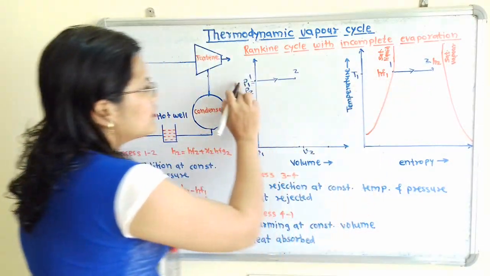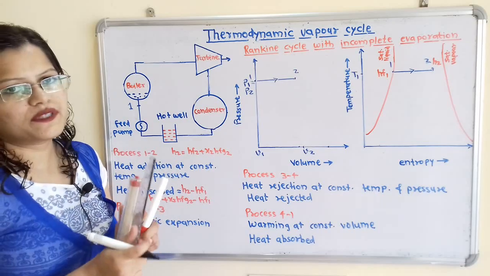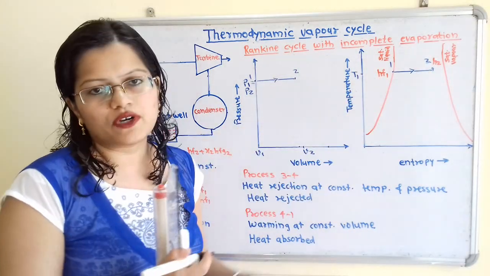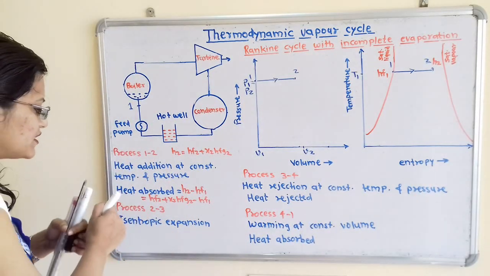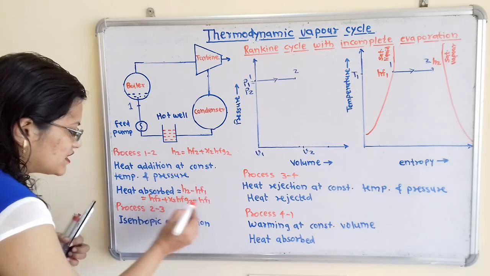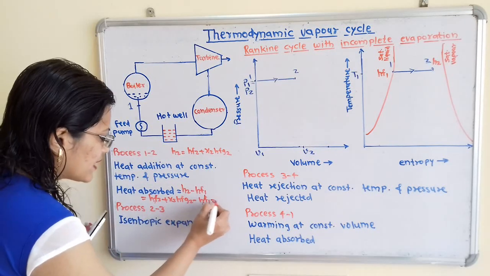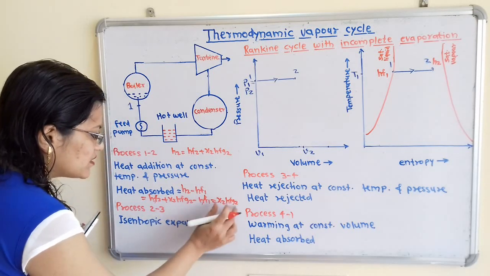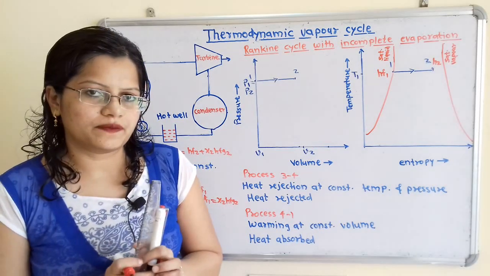So if we take the reference of the steam table, then at constant pressure h_f1 is equal to h_f2. So in this formula, h_f1 is equal to h_f2 and this h_f1 is having minus sign, so it is getting cancelled and we can take only x2 h_fg2. So this is the formula that we have to take to calculate the heat absorbed.